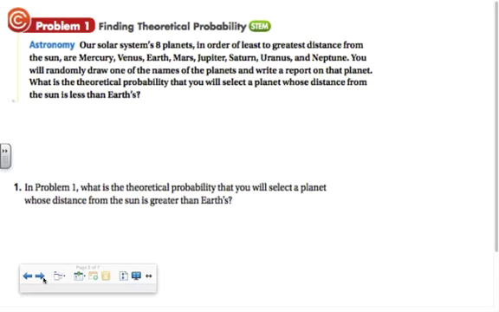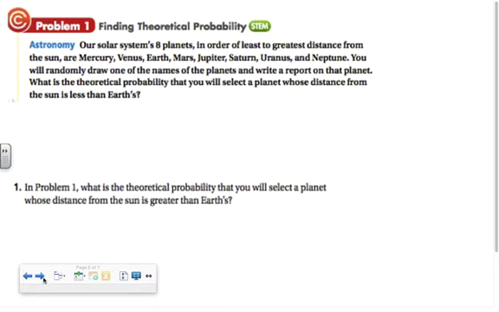So in problem 1, we're talking about the 8 planets, and you see them listed there in order of distance from the sun. So it says I'm going to randomly draw one of the names of the planets and write a report on that planet. So what is the theoretical probability that I will select a planet whose distance from the sun is less than the Earth's?